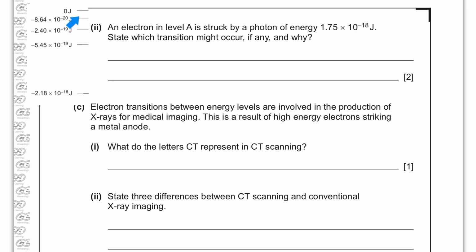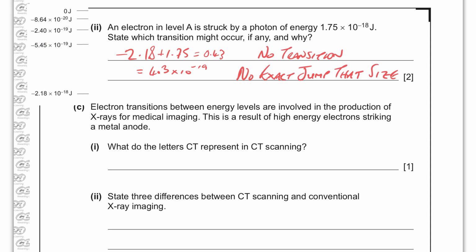if we are jumping from here, we want to know where we would get to by adding this amount of energy. So we want to know the difference between 2.18 and 1.75. And would adding that amount of energy leave us with one of those top numbers? If you do that, you get 4.3 times 10 to the minus 19, which is somewhere between these two numbers, but not equal to either of them. So that's why there could be no transition, because there is no exact jump to a higher level that's exactly that size.